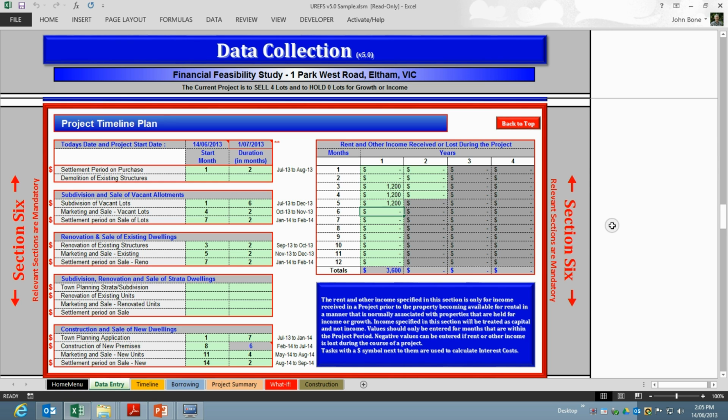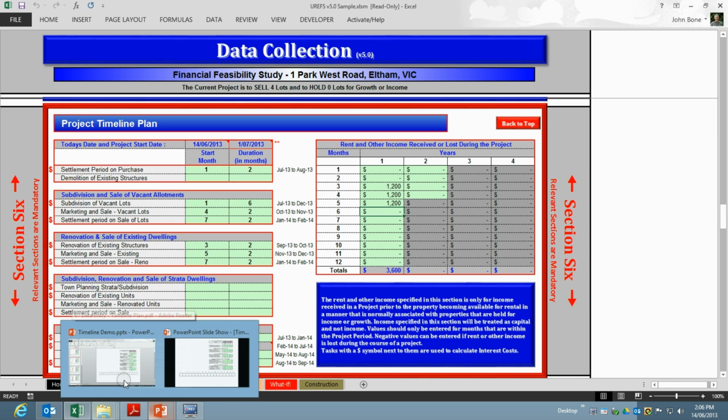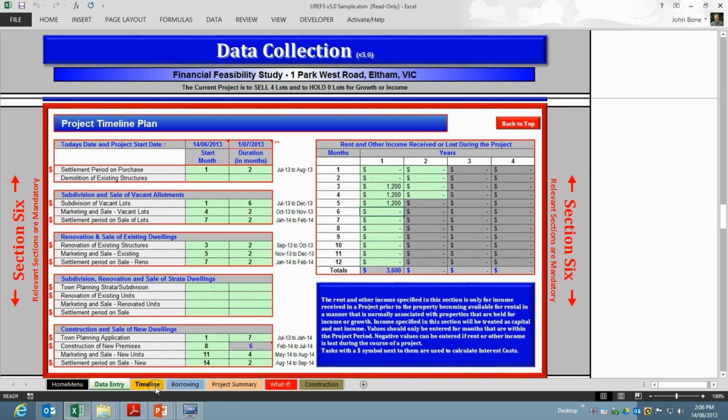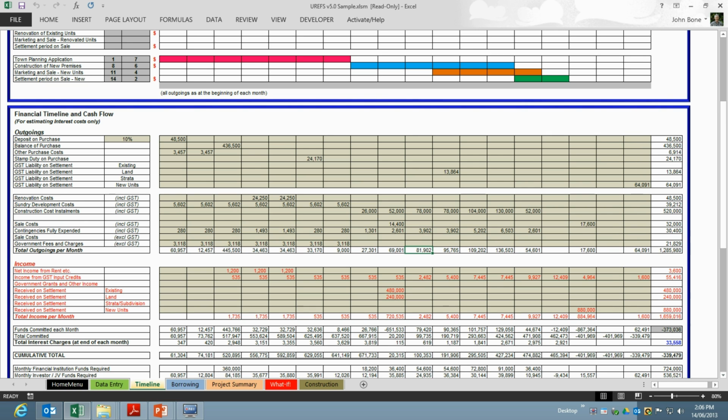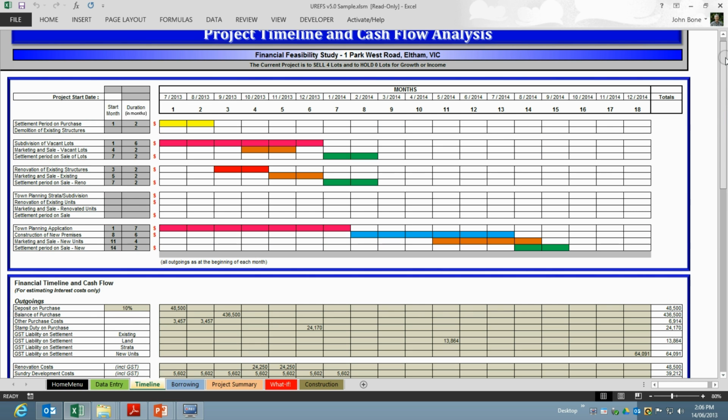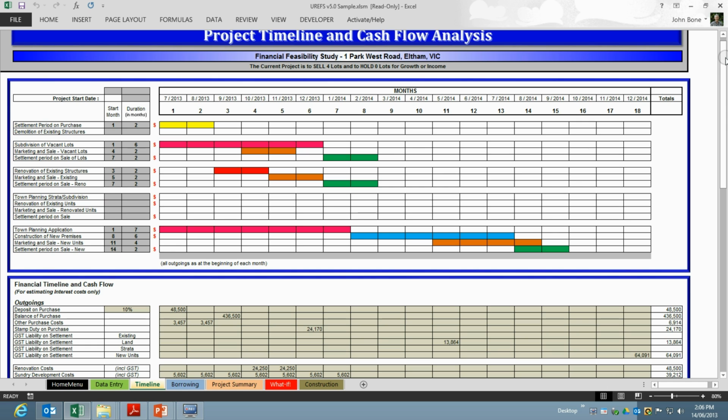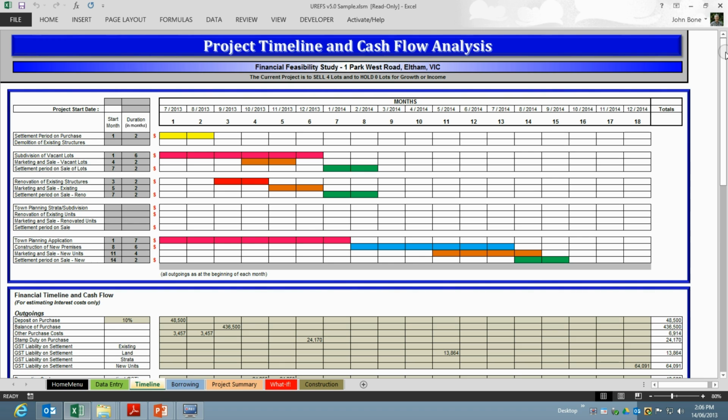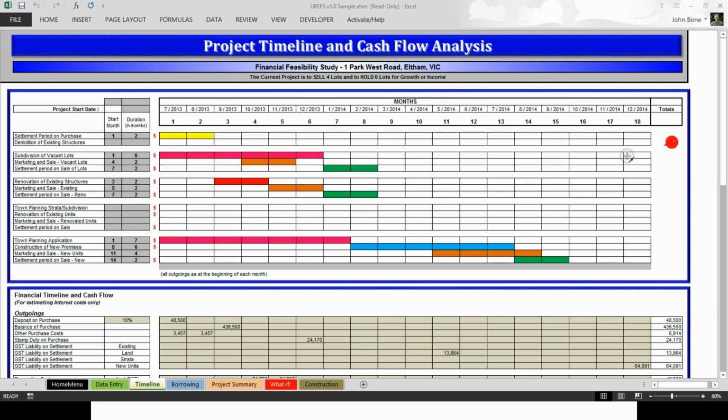Now that we have completed the data entry for the project timeline plan, we can go to the timeline sheet and at the top of the timeline sheet you'll see a relatively simple Gantt chart. To the left of the Gantt chart you'll see that the start months and durations have been repeated from the data entry sheet. These months are then represented by different colored bars across our Gantt chart and it shows us visually the interaction between all of these tasks and how they relate to one another. The full description of the project timeline sheet and cash flow analysis will be described in another video.